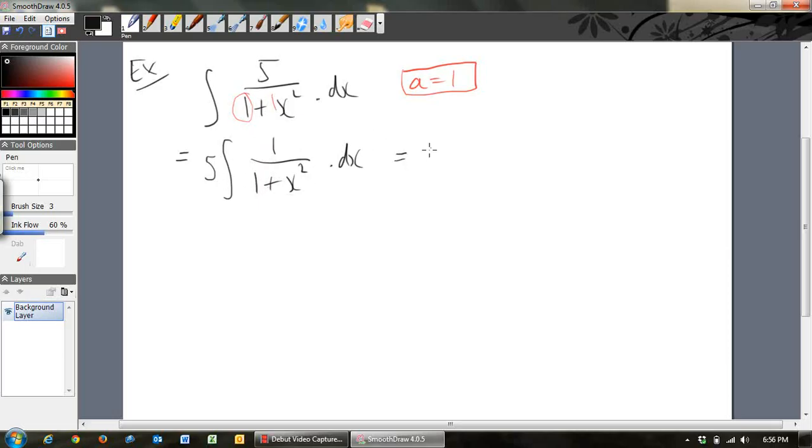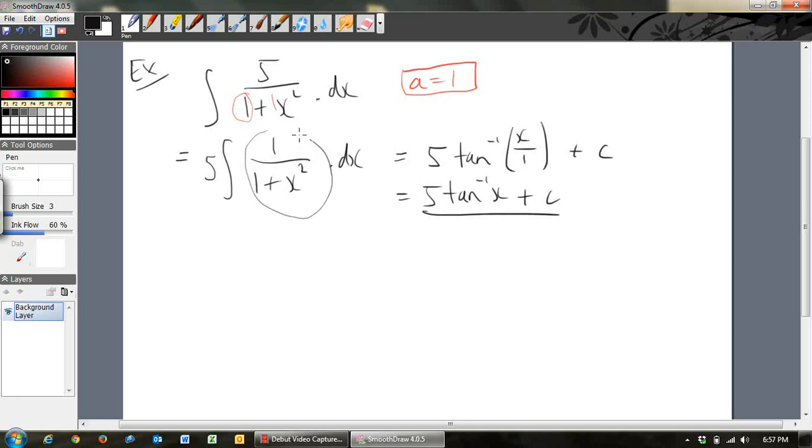So this is equal to 5, and the integral of this is equal to tan -1, and it's x over a, which is 1, but we don't need to write it like that. It's just 5 tan -1 x plus c. I've just done a plus c as well up there. So that's your answer. So the steps are, look at it, recognize which form it might be, and try to rearrange it so that it looks like the function that we want.